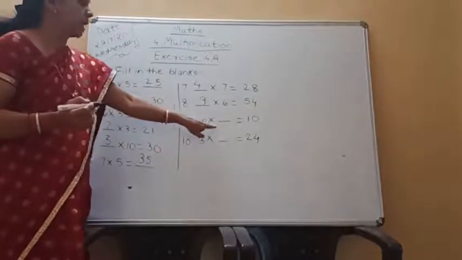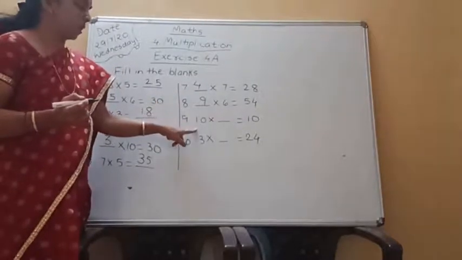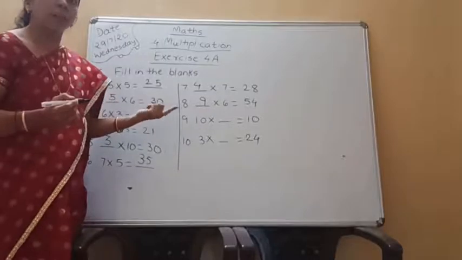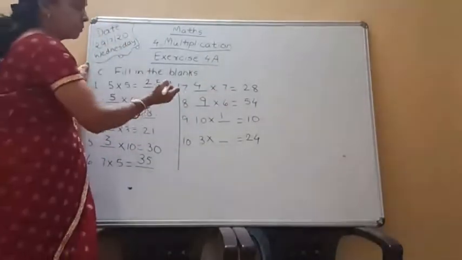Now see 9th example. 10 multiplied by dash equal to 10. So in the table of 10, 10 number is there. How many is that? 1s are. 10 1s are 10. So you write down 1 there.